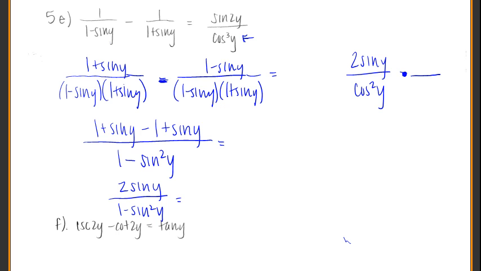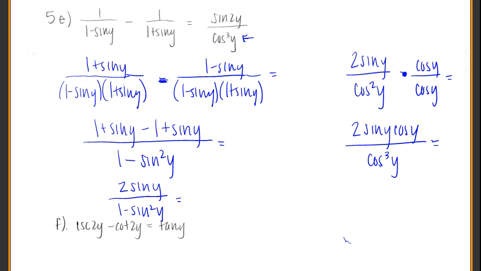So what if we multiply the top and the bottom by cosine y over cosine y? Okay, well, up in the top we'll have 2 sine y cosine y. In the bottom we'll have cosine cubed y. And if you look really closely at this right here, that's our formula for sine of 2y. And then we have cosine cubed y. And that problem's done.